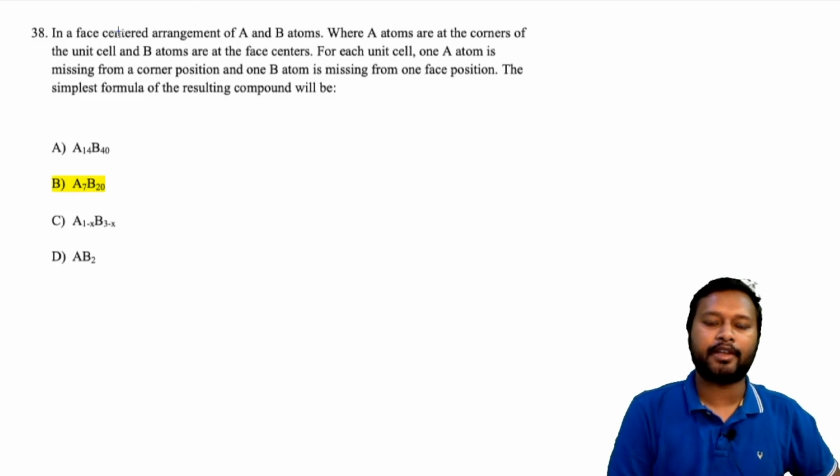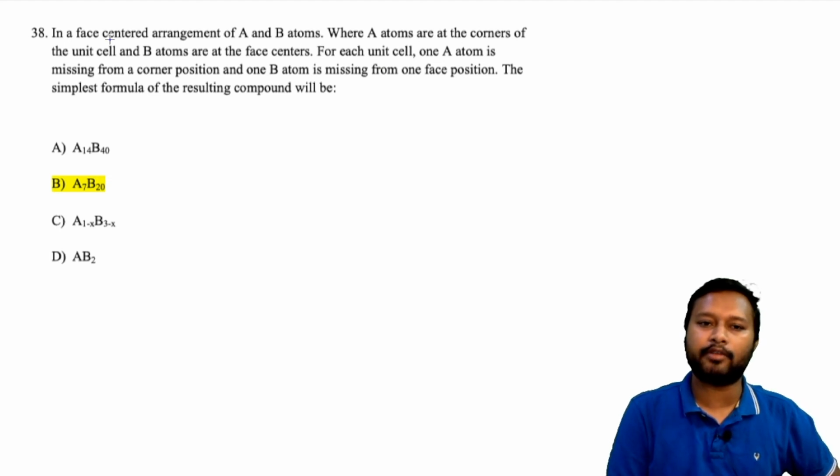Here it says that in a face centered arrangement of A and B atoms, where A atoms are at the corner of the unit cell, B atoms are at the face centers. In each unit cell, one A atom is missing from the corner position and one B atom is missing from one of the face positions. The simplest formula for the resulting compound is.